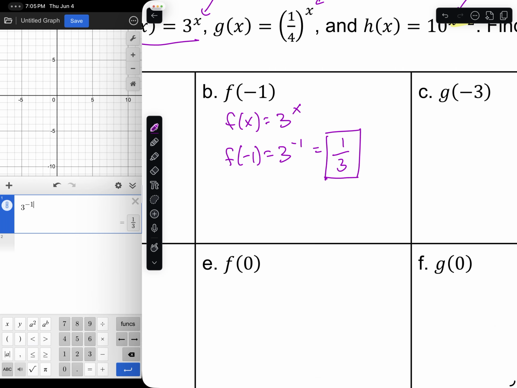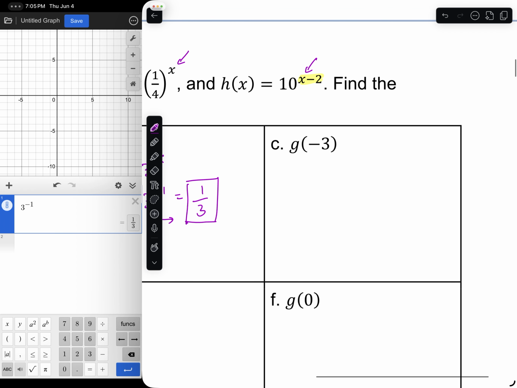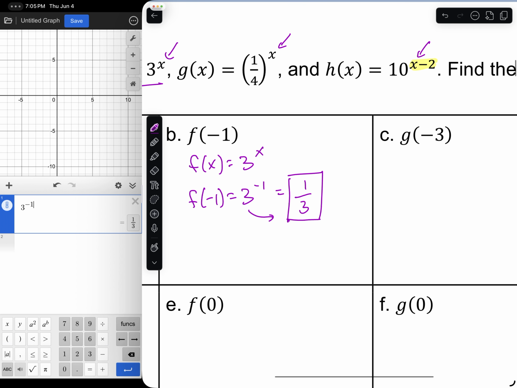If you learned rules of exponents in Algebra 1, I'm not going to rehash them in this video because the video will be too long. If you don't know why that works, we'll talk about it in class. I'll be happy to help you with your exponent rules, or maybe we'll talk about it anyway as a class real quick.